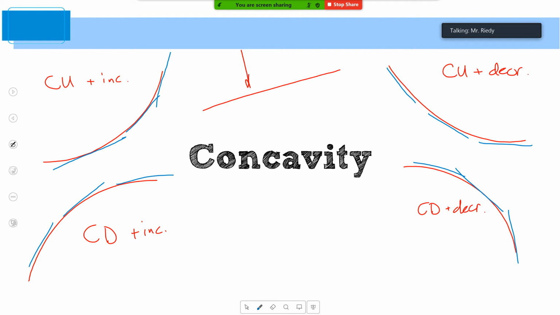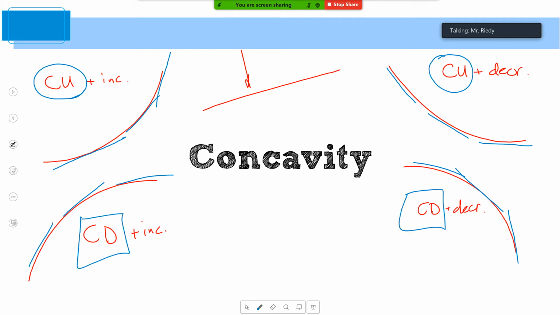Okay, so what's the pattern here? If it's concave up, the tangent lines are always below the curve. If it's concave down, the tangent lines are always above the curve. I said that backwards, didn't I? Concave up, the tangent lines are below the curve. Concave down, the tangent lines are above the curve.